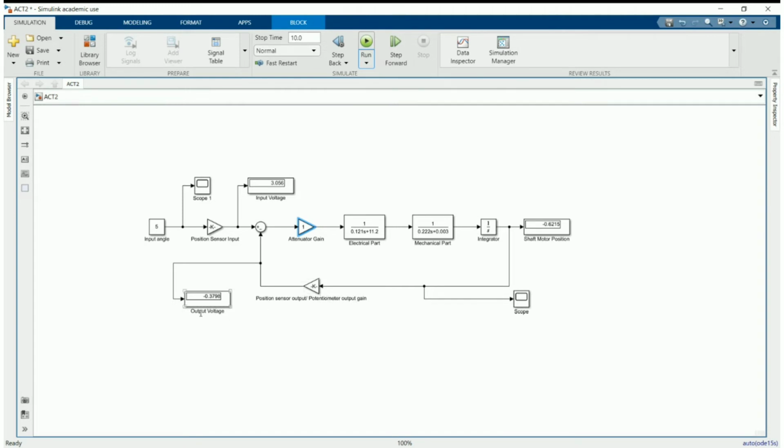This is the output voltage. First we need to set the electrical part as 1/(0.121 s + 11.2), and for the mechanical part we set 1/(0.222 s + 0.003). Next I will run our circuit when the input angle is positive 5 and the attenuator gain is 1.